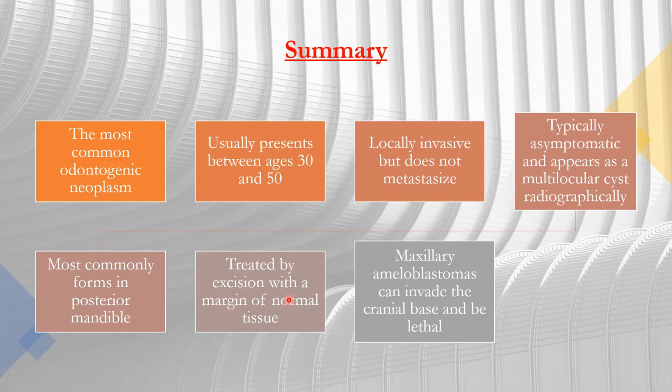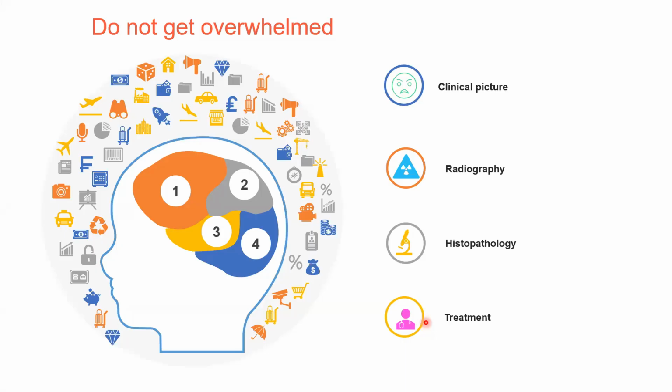If it is a smaller lesion, then it is treated with excision with a margin of the normal bone. And if it is bigger, then in that case, you have to do hemimandibulectomy followed by some kind of a graft in that area. And one of the important complications is the spread of ameloblastoma into the soft tissue, and this can be lethal in case of maxillary ameloblastoma because it could invade the cranial base and orbit and other important structures. So do not get overwhelmed, take a deep breath, and I've just summarized most of the features.